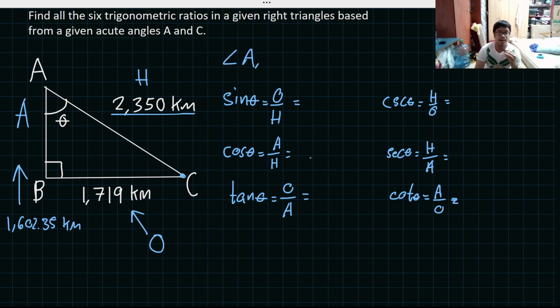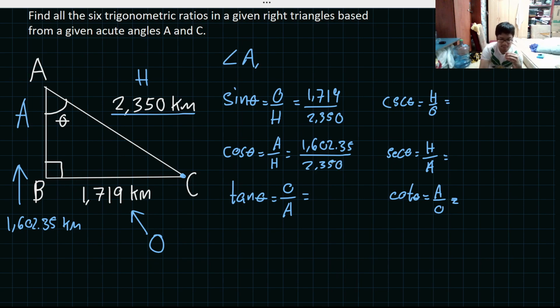Now, sine theta is equal to opposite over hypotenuse. So that means we will have opposite 1,719 over your hypotenuse 2,350. Now, for cosine theta, we have adjacent over hypotenuse. So this is 1,602.35 over the hypotenuse 2,350.